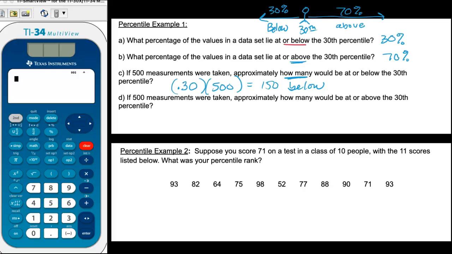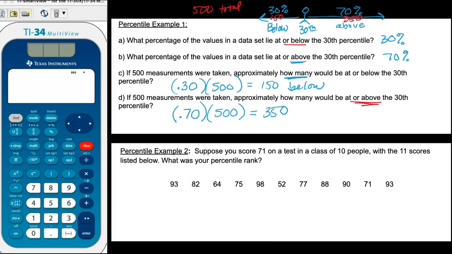And a similar question for D, except it's asking for how many would be at or above the 30th. Well, we know that above the 30th percentile is 70%, just like this picture shows up here. So we take the decimal for 70%, which is 0.70, and multiply by 500. And if we multiply those two numbers, we get 350. And so we could add numbers above to this picture. So if we had 500 measurements, so 500 total, then that 30% would represent 150, and 70% would represent 350. So the 30th percentile would have 150 below and 350 above.